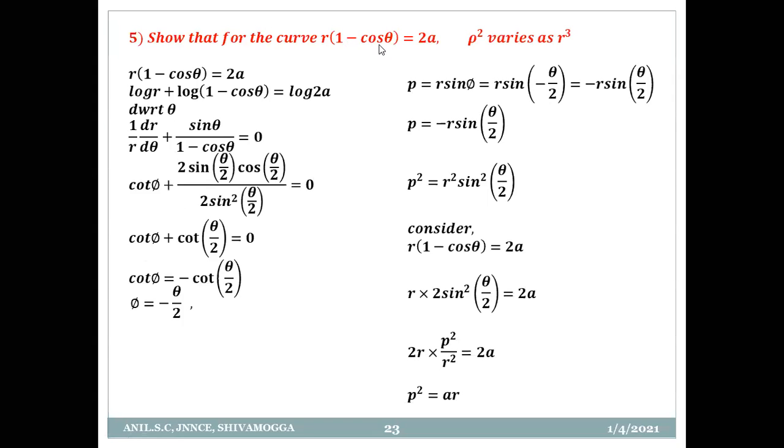You note down this: r into 1 minus cos theta is equal to 2a. Show that rho square varies as r cube.